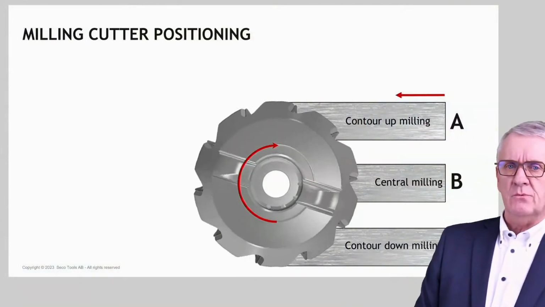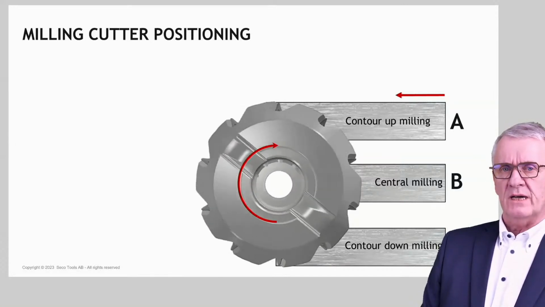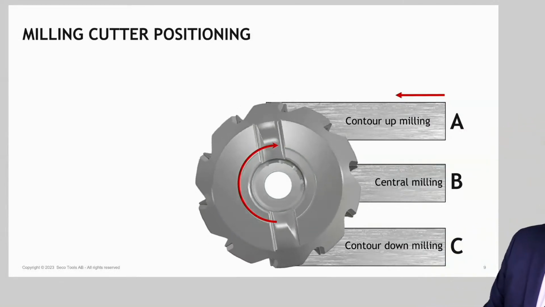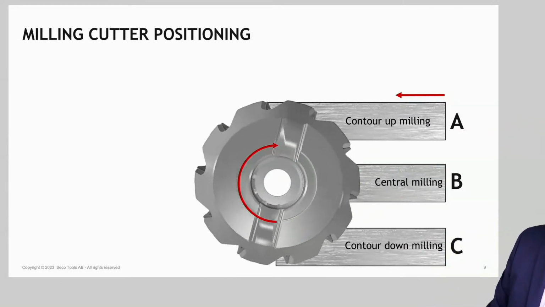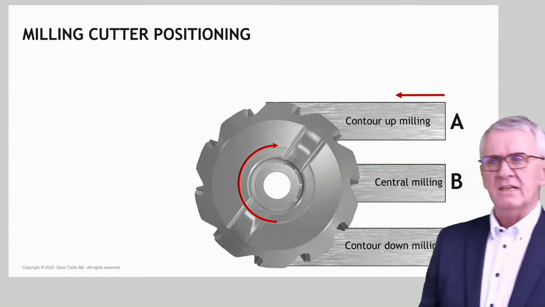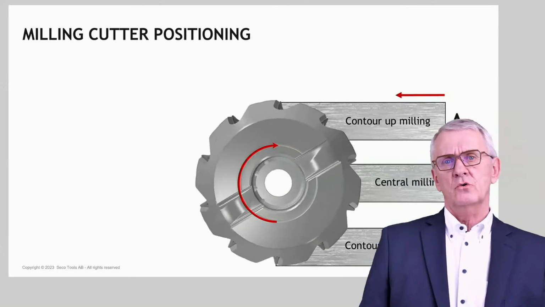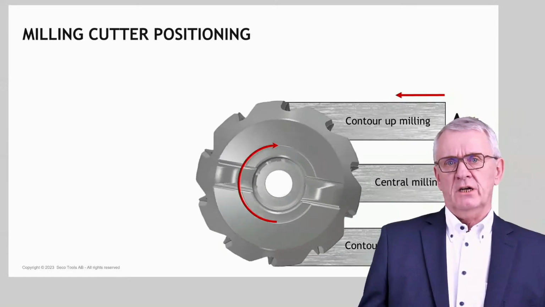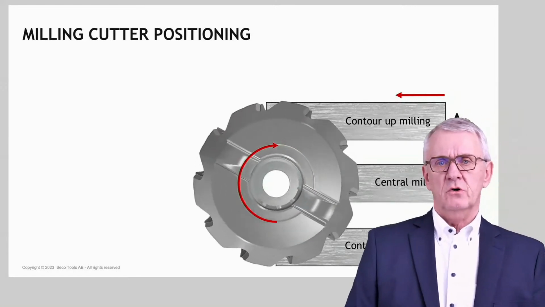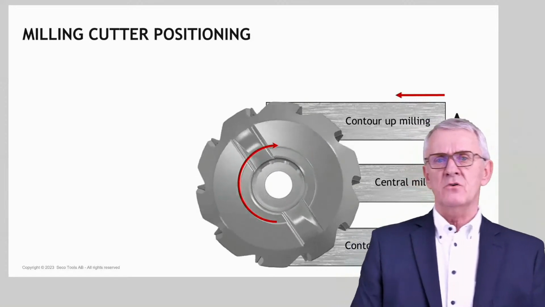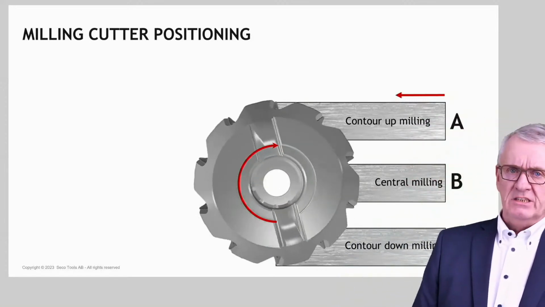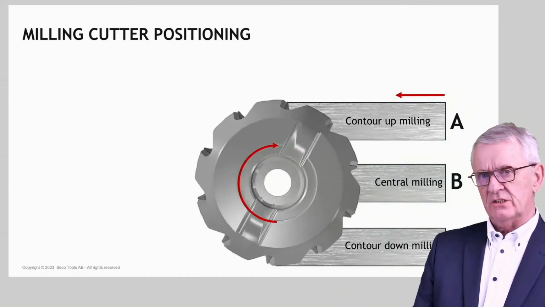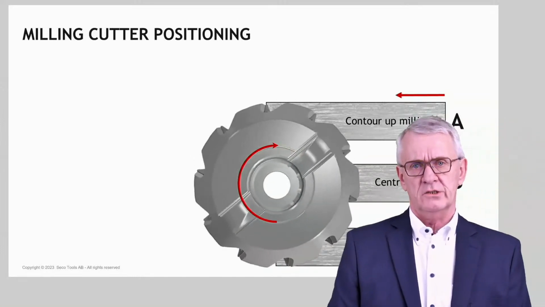Well, basically, there are three ways we can position a milling cutter compared to a workpiece. You have here in the picture, and I move aside again so that you can fully appreciate the picture, situation A, situation B, and situation C. A is referred to as side milling or contour milling, up milling. The one in the center is called central milling. And the one at the bottom is called contour milling or side milling, but then down milling. And these are basically a little bit theoretical, but anyway, these are the three basic choices we can make when we talk about milling cutter positioning.